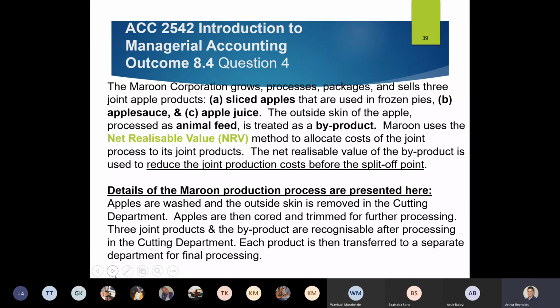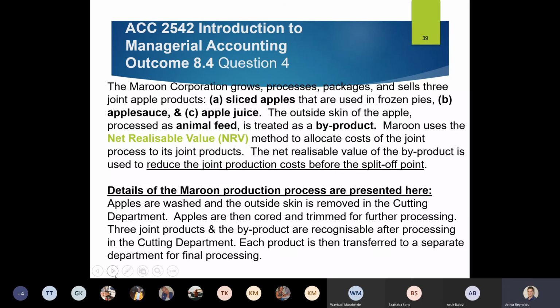Maroon uses net realizable value to allocate costs of the joint process to its joint products. So here it says this is a method that you must use. And the net realizable value of the byproduct is used to reduce the joint product cost before the split-off point, similar to the previous example. Okay, so how is this done?